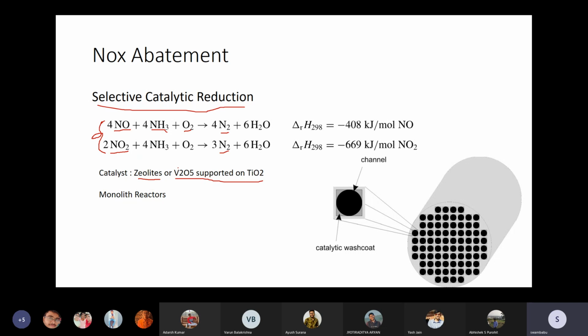Now for this type of reaction, because it also liberates a lot of heat, they prefer to use irreversible, short residence time reactors. You don't need a longer residence time for the reaction to happen because these are very quick and irreversible reactions. So for such reactions, they use what are called monolith reactors.